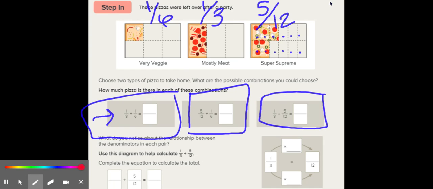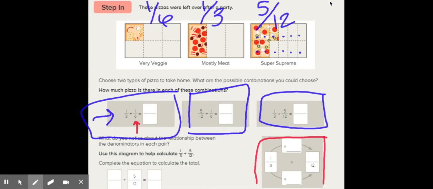But I notice that they are related because 6 is a multiple of 3, right? 3, 6, 9, 12. Okay, so 6 is a multiple of 3. They're related. So that means that one of my fractions, and that's the 1/6, is going to stay the same when I rewrite my problem. The 1/3 is the one that needs to change.